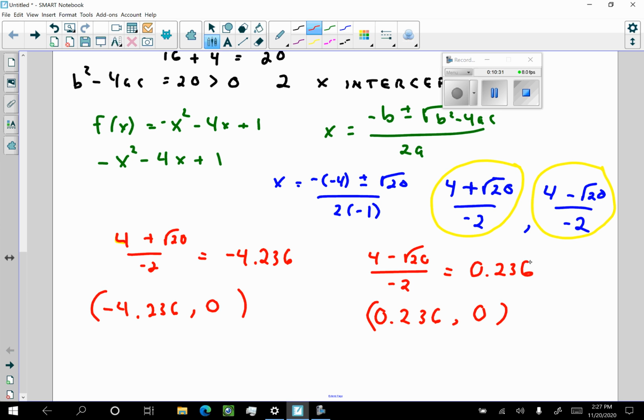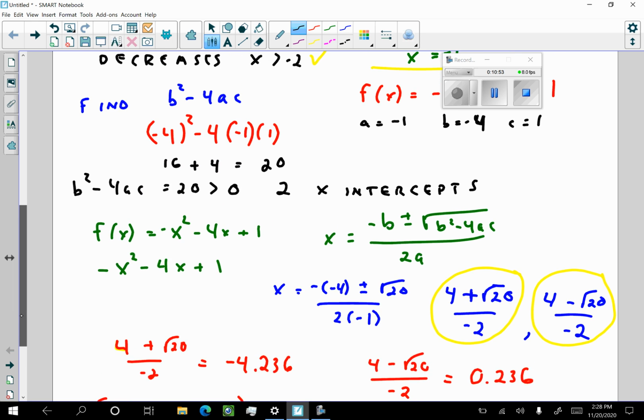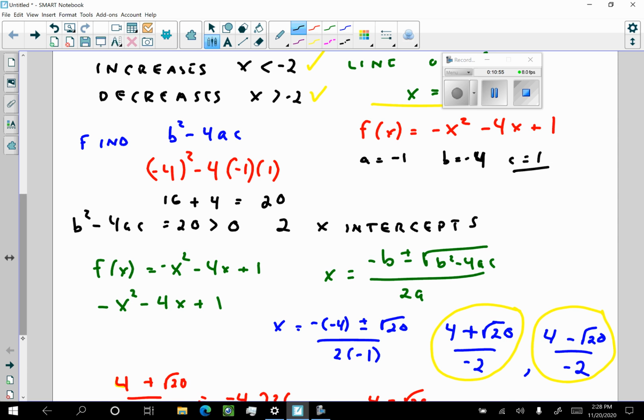Okay. Keep in mind at any time you can pause the video. Next thing I'm going to do is find the y-intercept. The y-intercept is always going to be easy. The y-intercept is always going to be 0, comma c. In this case, c was 1. It's just 0, comma 1. Okay, so my c was 1 right there. Sorry.